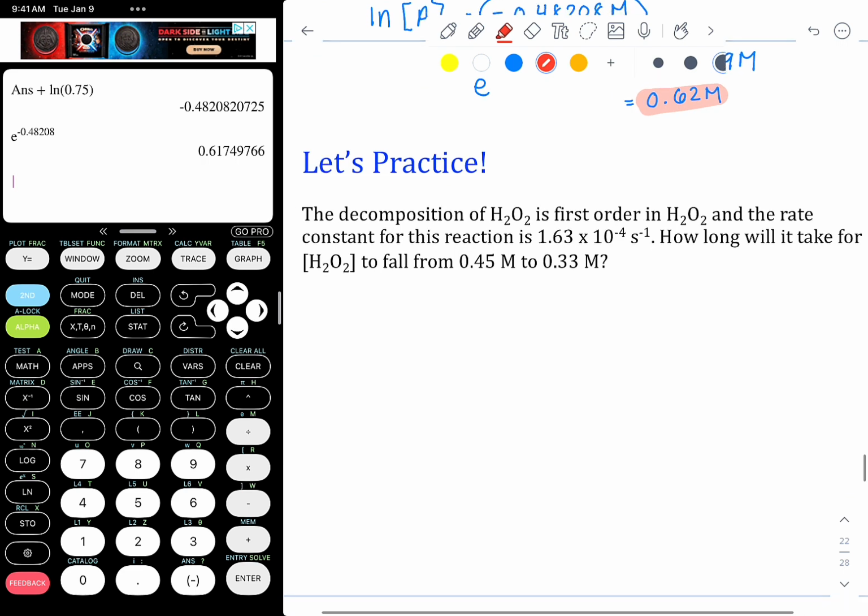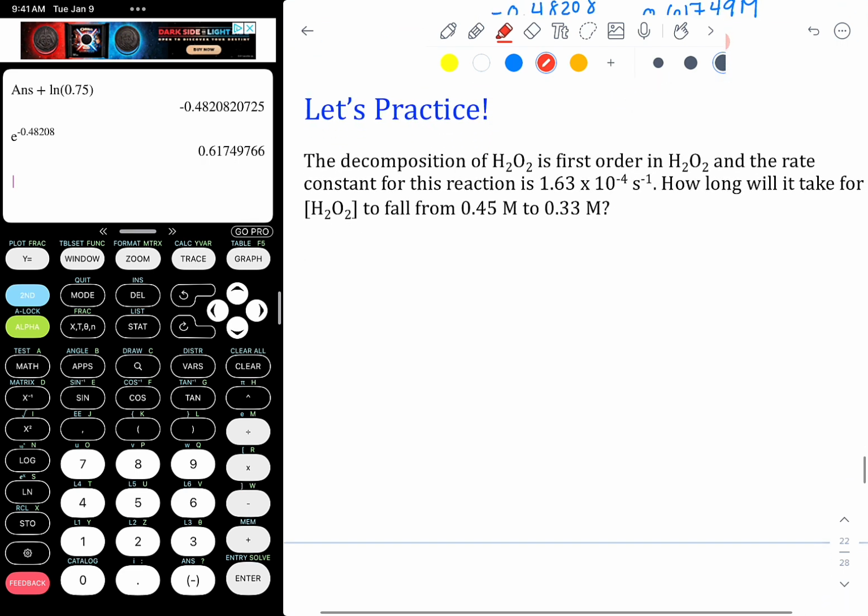Let's try another one. For the decomposition of H2O2 again, this is first order in H2O2. The rate constant for this reaction is now 1.63 times 10 to the 4th, 1 over seconds. We want to know how long will it take for H2O2 concentration to fall from 0.45 molar to 0.33 molar.